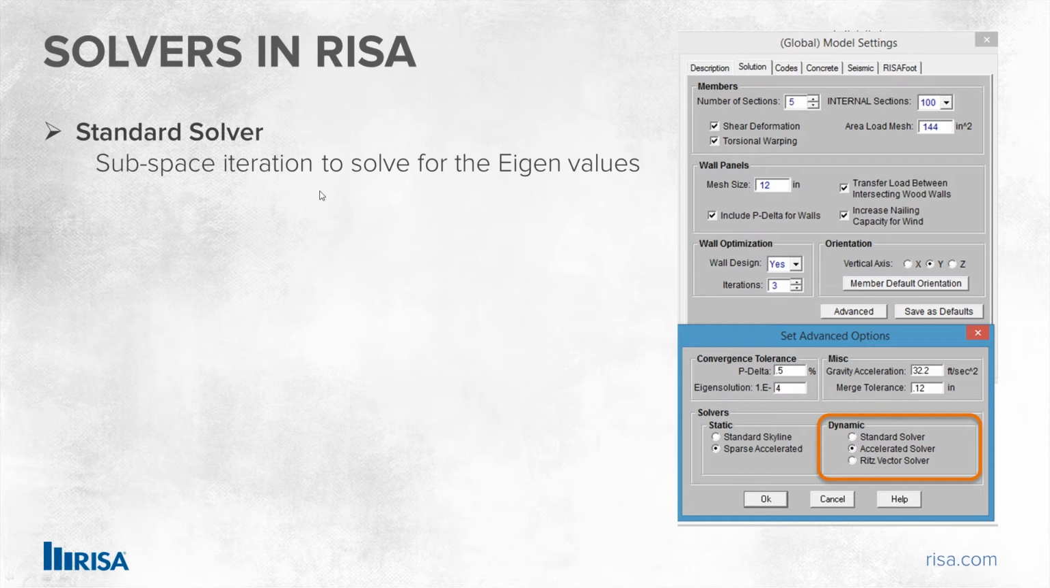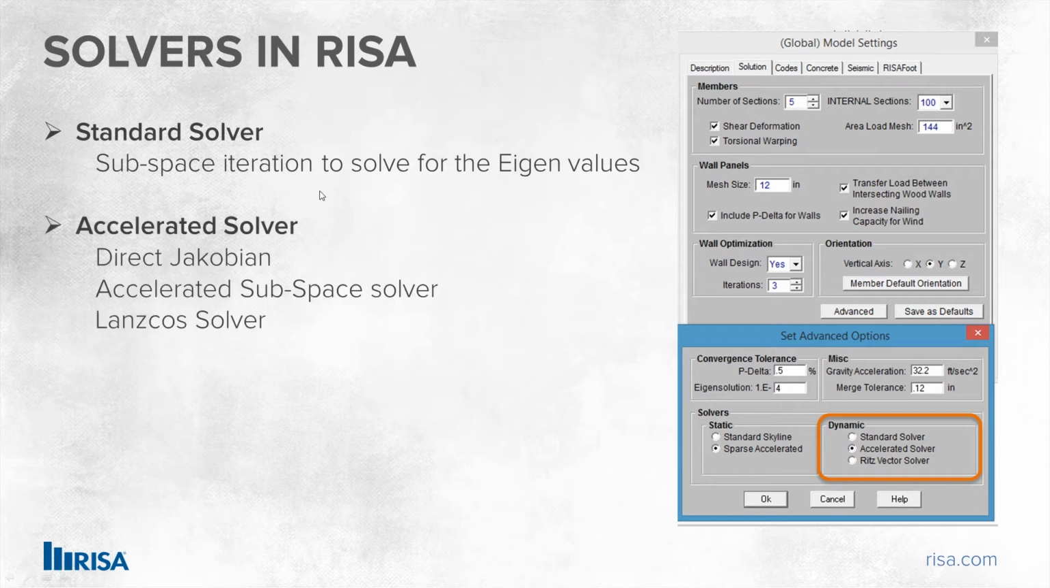There are 3 of them listed there. The very first one is the standard solver, and that's the subspace iteration to solve for the eigenvalues. This is the standard solver that we started with in RISA 3D when we added dynamic analysis, and it's pretty easy. It just goes through. We've got large verification problems, we've worked with this one, so the standard solver is a great first step, but we made an improvement on it.